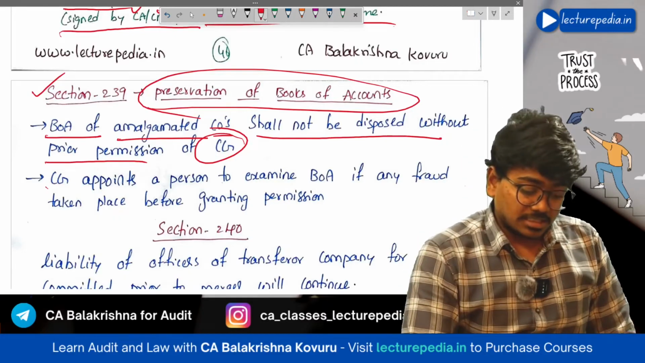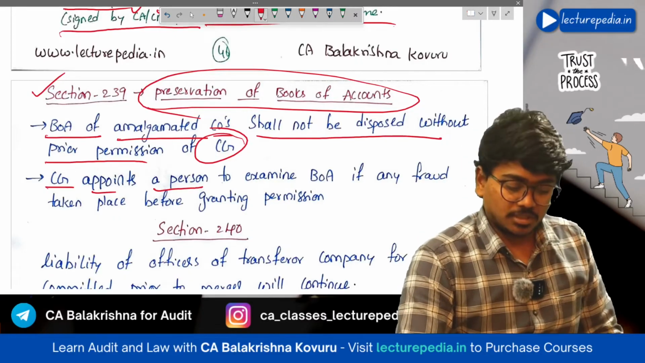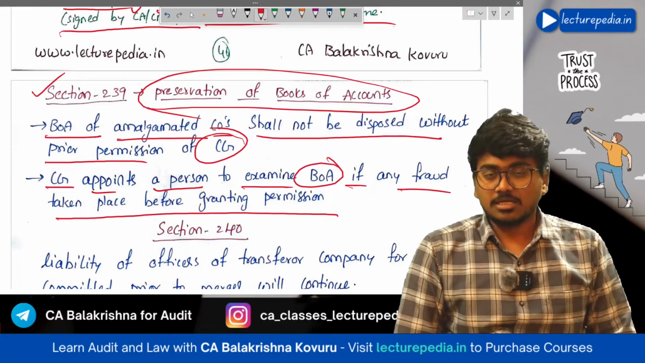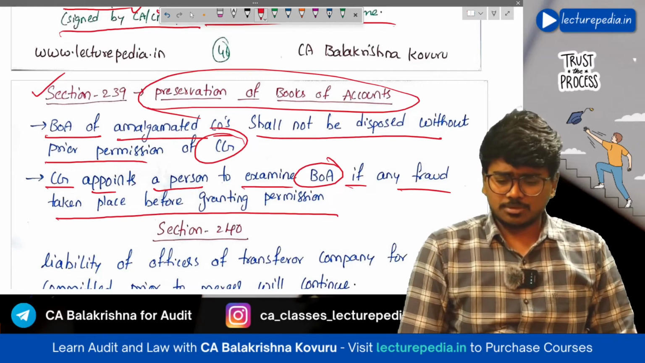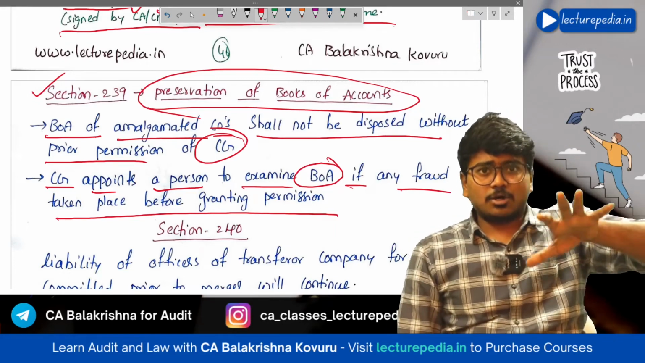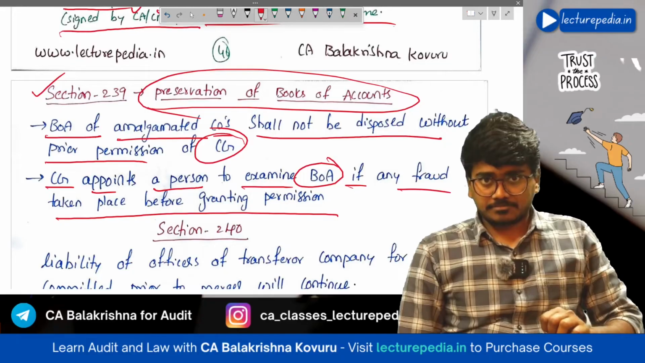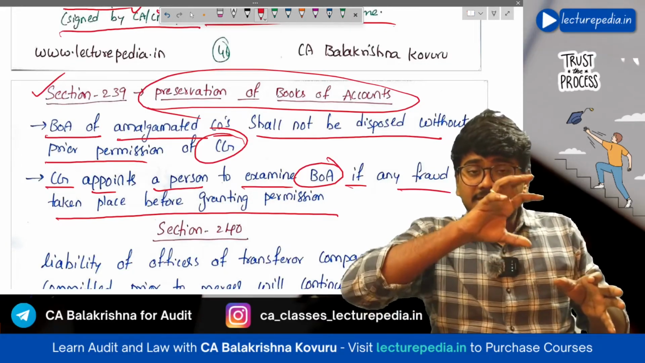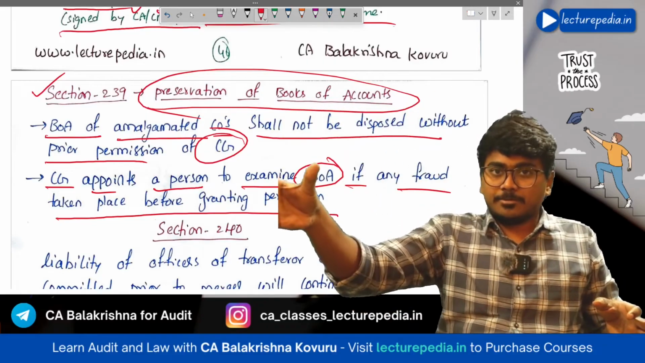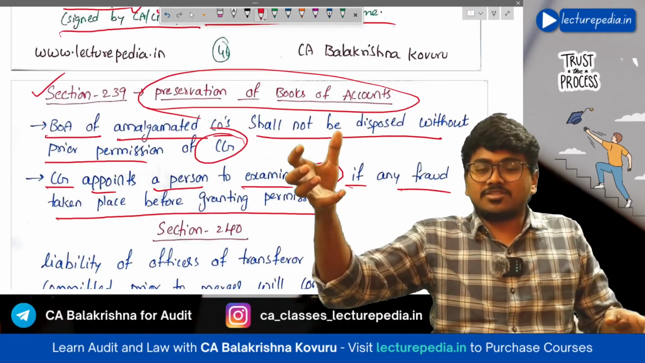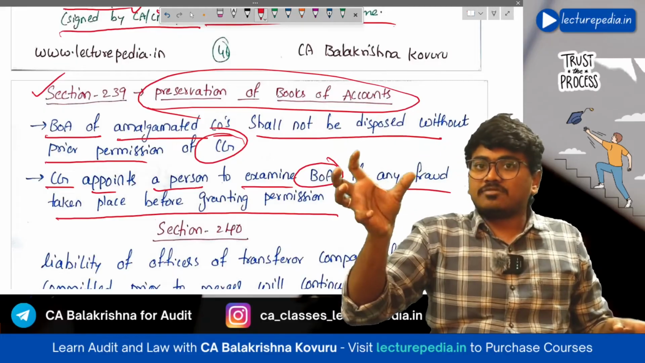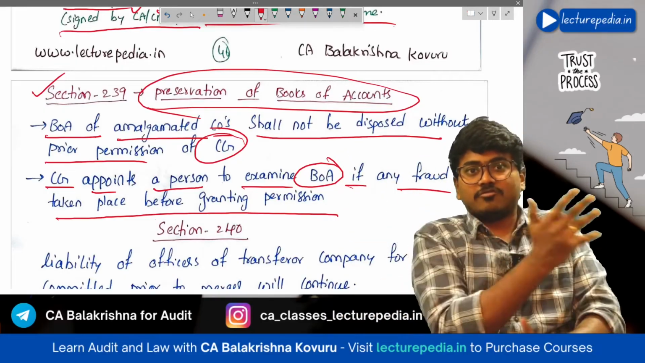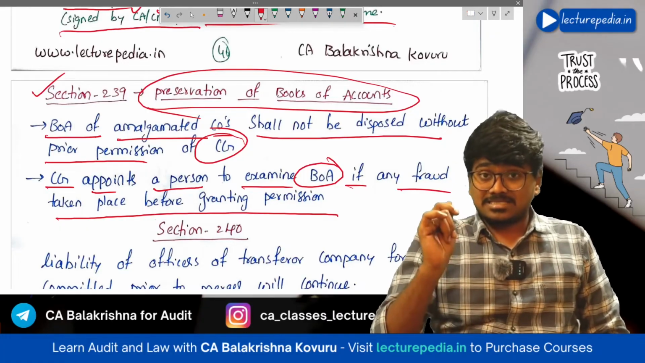The central government appoints a person to examine the books of accounts for any fraud before granting the permission, because there might be a possibility that A Limited has conducted some fraud, and to get away with that fraud, A Limited might be merging with B Limited. Once A Limited merges with B Limited, both will combine and the books of accounts and entire history of A Limited will be wiped off.